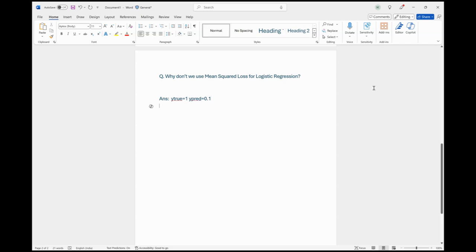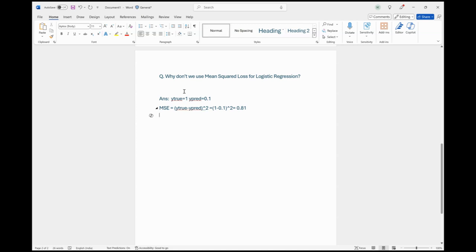Now let's see what happens if we use mean squared loss. So if we use mean squared loss, the formula is (y true minus y pred) whole square, which is (1 minus 0.1) whole square, which is going to give us a value of 0.81, which is not much of a higher value. It does not tell us that we have deviated by a great amount from the true value.